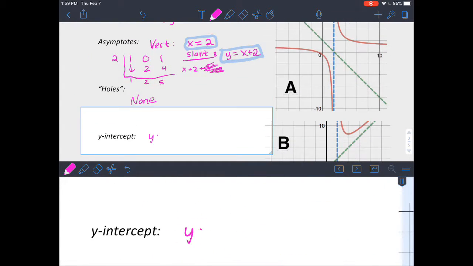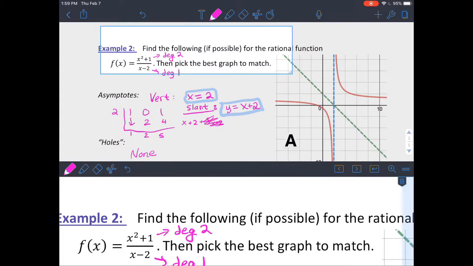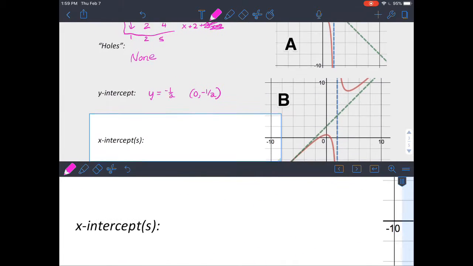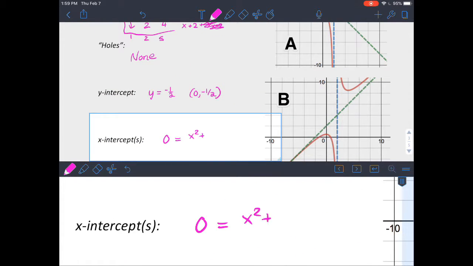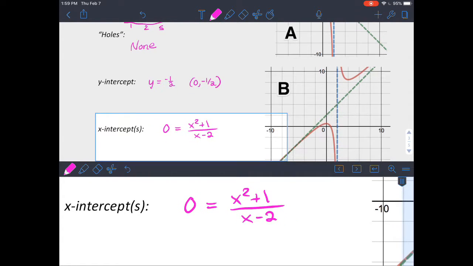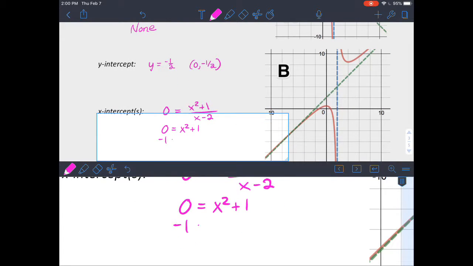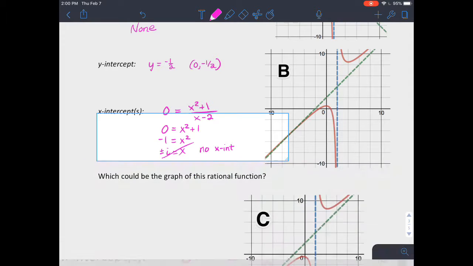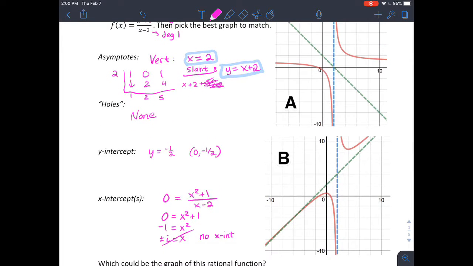Y-intercept, plug in 0, you're going to get y value of -1/2, so it'll cross at 0, -1/2. And x-intercept, plug in 0 for y so that it equal to 0. Multiply by x minus 2, you'll just end up with 0 equals x squared plus 1. If you solve, you actually get positive and negative i, which those aren't real numbers, so there are no real numbers where it's going to cross the x-axis. So no x-intercepts that we can see.